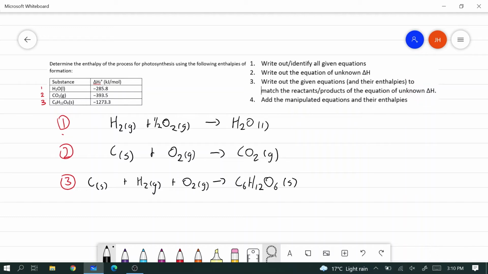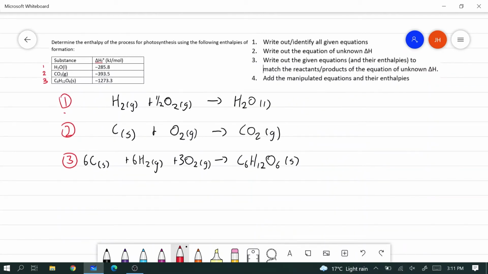So to make sure that everything is equal and balanced, there needs to be 6 carbons, 6 hydrogen molecules, and 3 oxygen molecules. And what I'll note is that for equations 1, 2, and 3, all of the elemental components are on the reactant side. The product is the compound that has been formed.